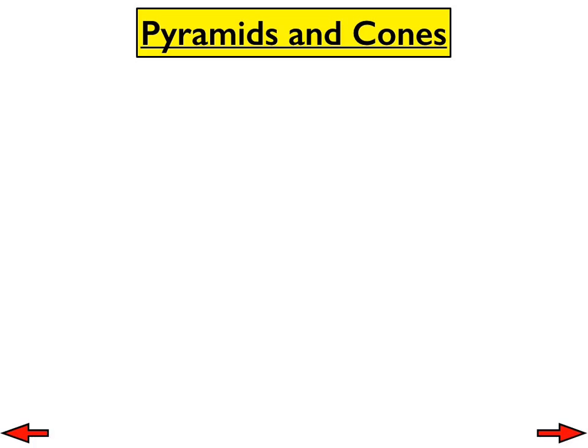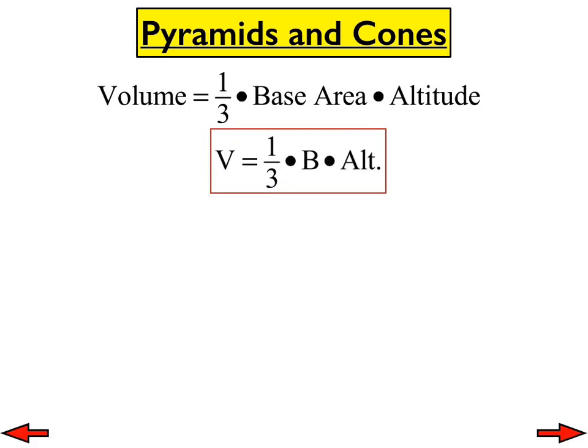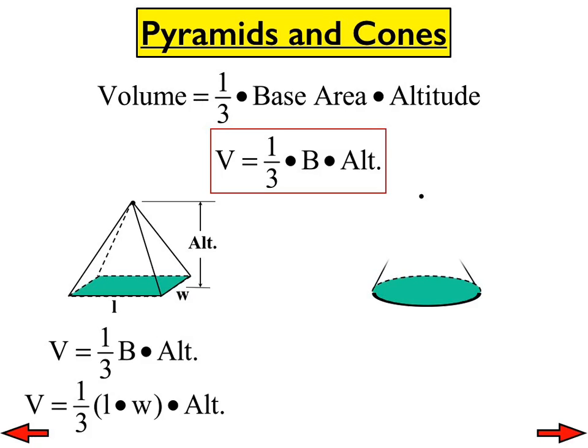Pyramids and cones. When we're dealing with a pyramid or a cone, the volume is 1/3 the base area times the altitude, and we'll see that in a few problems. I'll show you why that is what it is. This is not the first time we've seen things like this. These have been on exit problems all year long. So if we wanted to find the volume of this square pyramid, it would be 1/3 the area of the base times the altitude. And if we wanted to find the volume of this cone, we would find the area of the circle, take 1/3 of that and multiply it by the altitude.